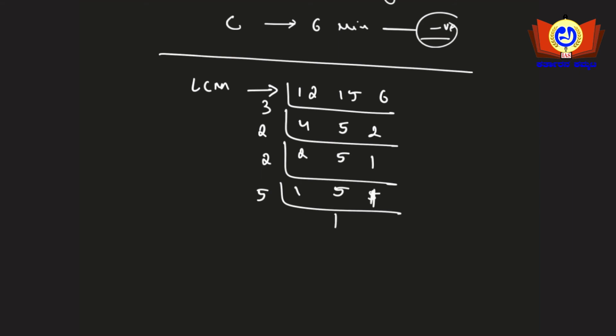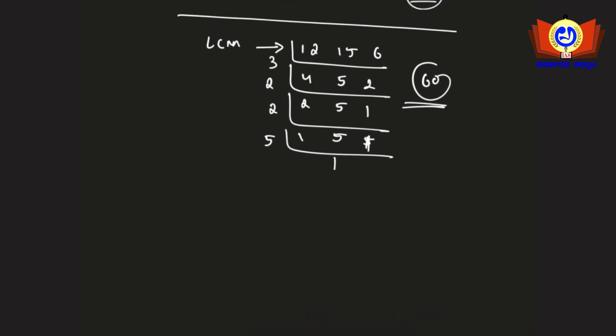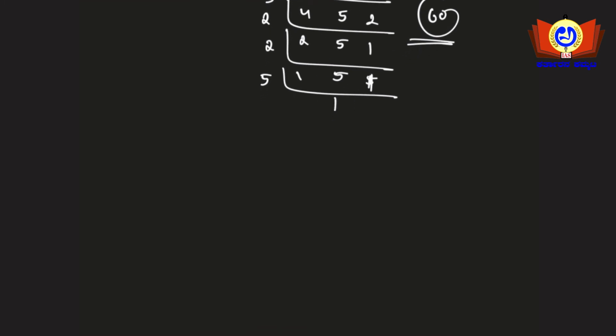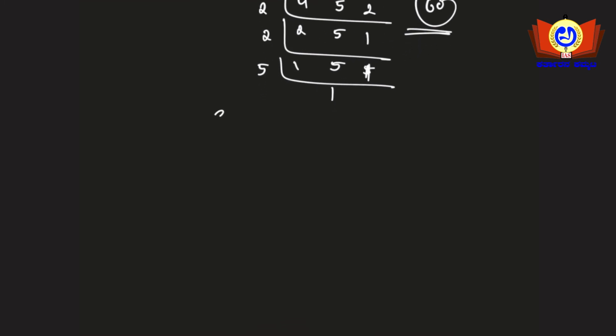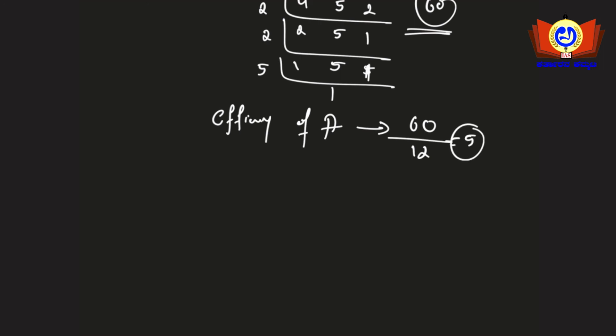Okay, 5 2s are 10, 10 2s are 20, 20 3s are 60. So LCM is 60 here, right? So total work will be 60 here. So efficiency of pipe A, how I will be calculating here is, efficiency of pipe A will be equal to total work 60 divided by the time it takes, 12 minutes. That will be equal to, efficiency is 5 here.